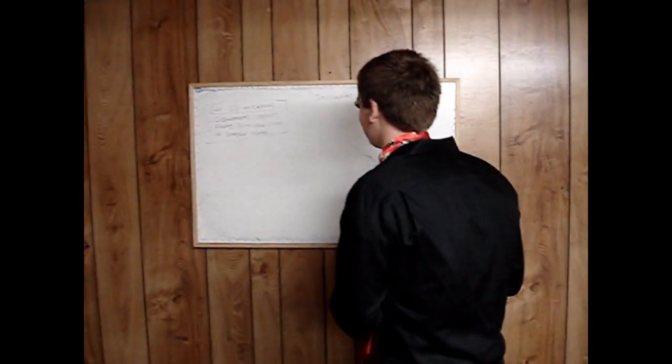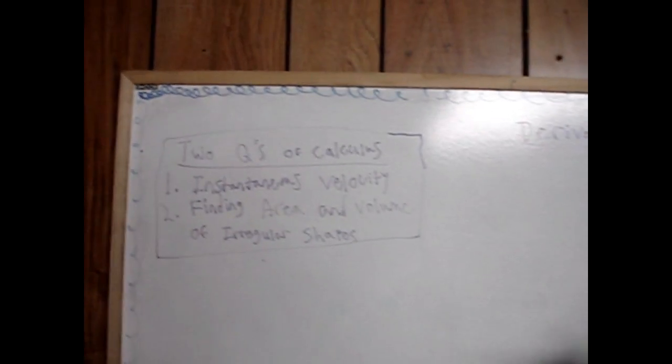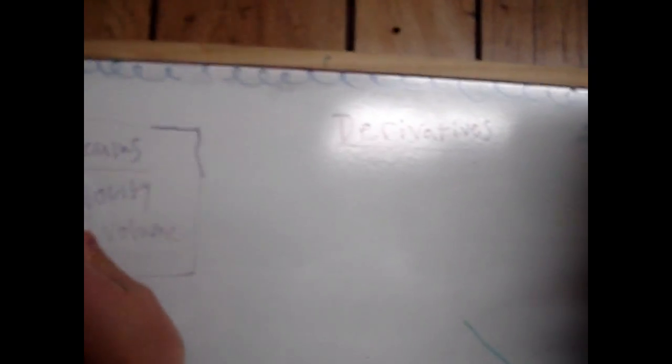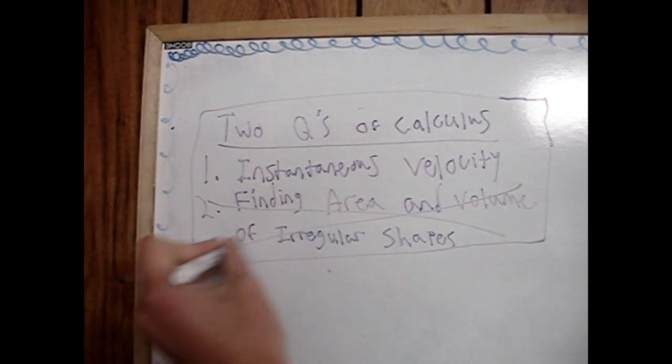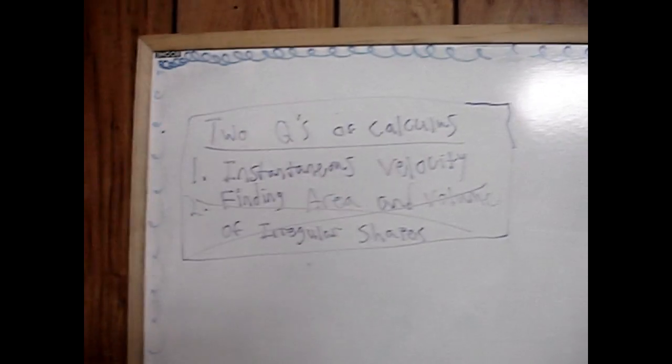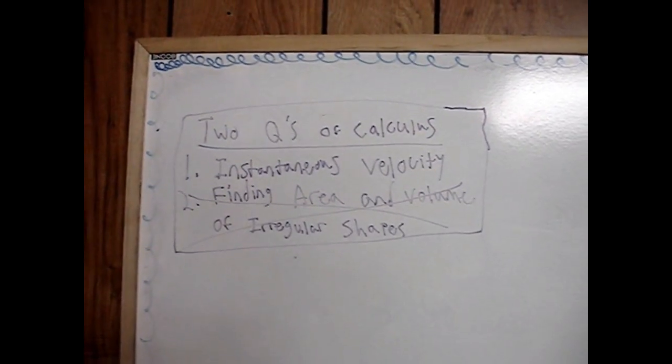Today we'll be talking about derivatives. Now, there's two Qs of calculus that I've written here. The first one has to do with derivatives, so we'll just mark this one out. It's finding the instantaneous velocity at a point on the tangent line.